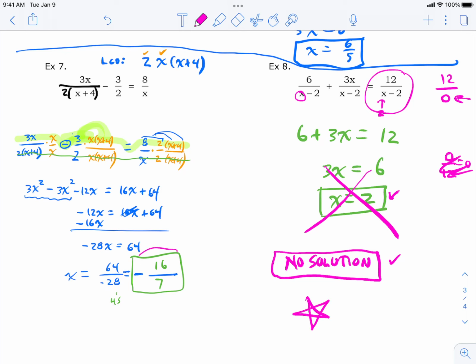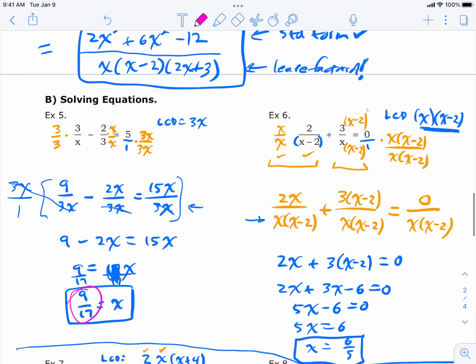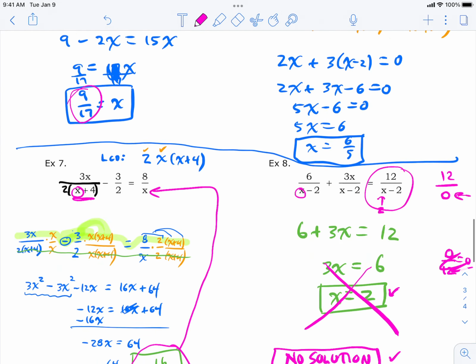So with the previous one, I got negative 16/7, and what I should have done, and actually what I did without saying it, is spot check: if I were to plug in negative 16/7, would that make the denominator 0? Heck no. What if I plug the negative 16/7 here? Would that make this denominator 0? Heck no. What if I were to plug in 9/17 to this denominator? Is that going to make the denominator 0? Heck no.